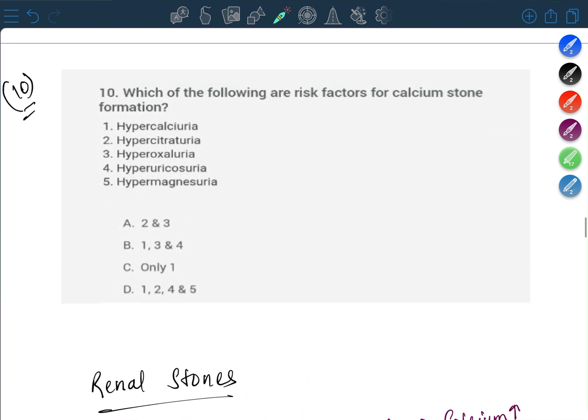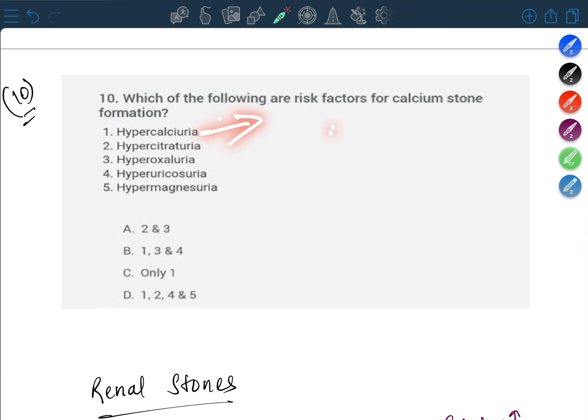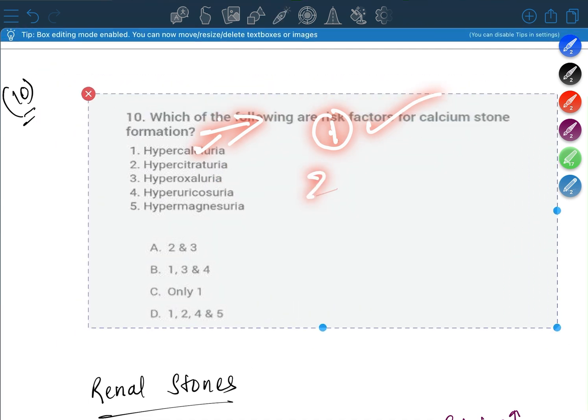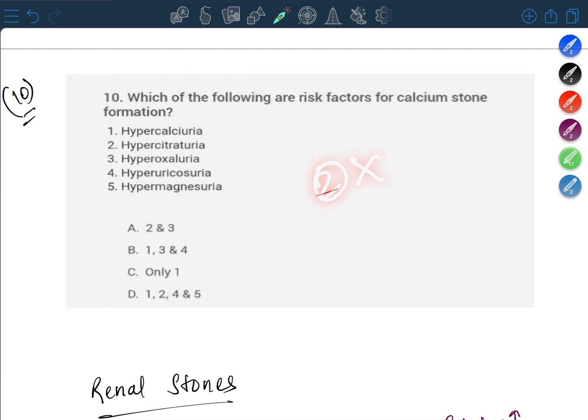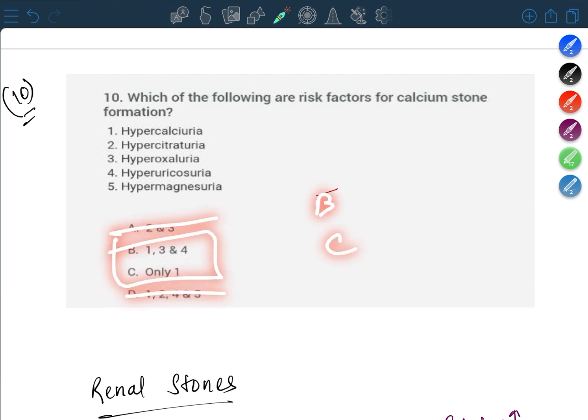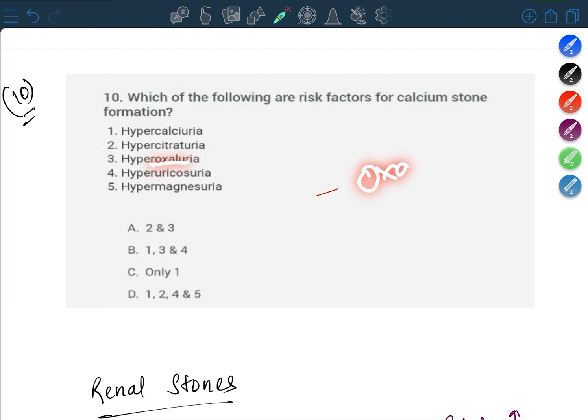Let's get back to the question. So see, hypercalciuria, yes, one is done. Hypocitraturia, this is very tricky. Citrate is not present, so two is not a risk factor, so we will remove the options having two. A has two cut and D has two cut. So these two options only remain, B or C. Yes, calcium is done. Now we must check only one, 3 or 4 to confirm our answer. Hyperoxaluria, yes, if oxalate is more, then the risk factor for calcium stone increases. And also hyperuricosuria. So the answer will be B, 1, 3 and 4. Elimination method.